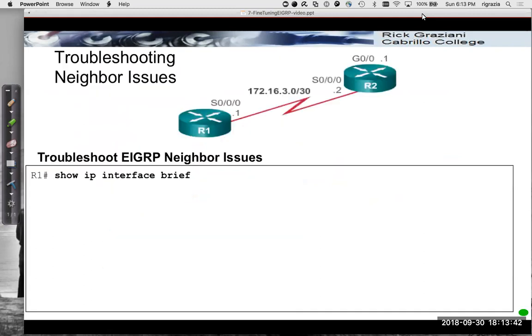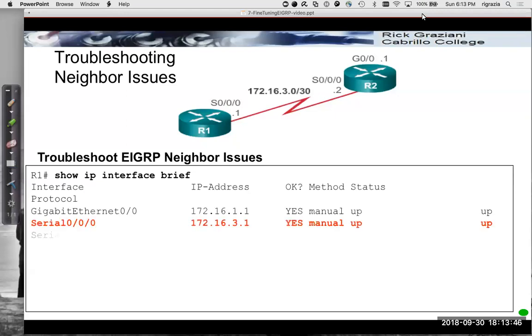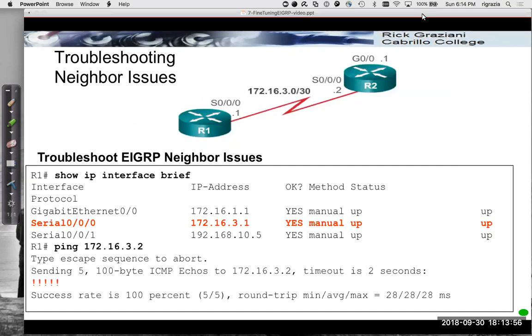All right, so troubleshooting neighbor issues. Show IP interface brief. Are the interfaces up and up? Are the IP addresses correct? Can we ping our neighbor? If we can't ping our neighbor, then we're not going to be able to form any kind of neighbor adjacency with that neighbor. And there's the equivalent command for IPv6.